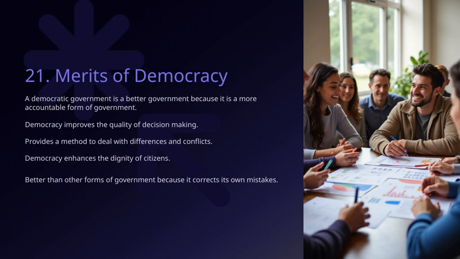Finally, one of the most important points is that democracy is better than other forms of government because it can correct its own mistakes. When citizens notice flaws or errors, they can demand change through voting or peaceful protests, helping the system improve over time. All these merits show how democracy, by being accountable and inclusive, supports a fairer and more effective government, aligning with our overall theme of empowering citizens and promoting good governance.